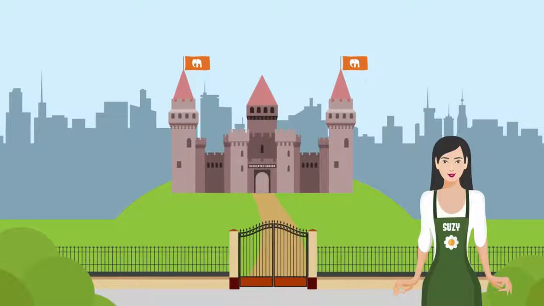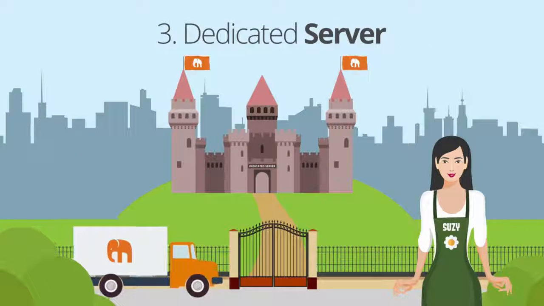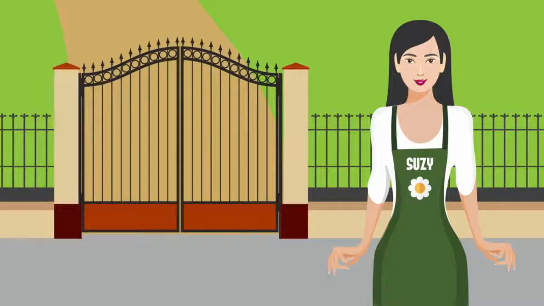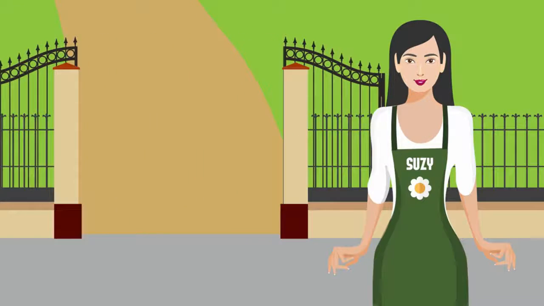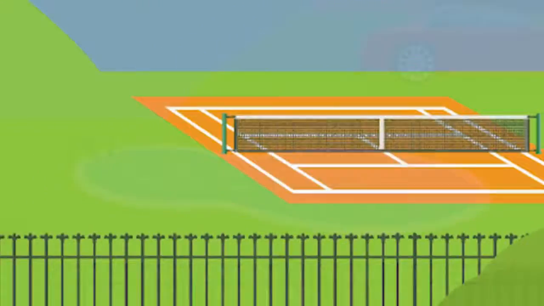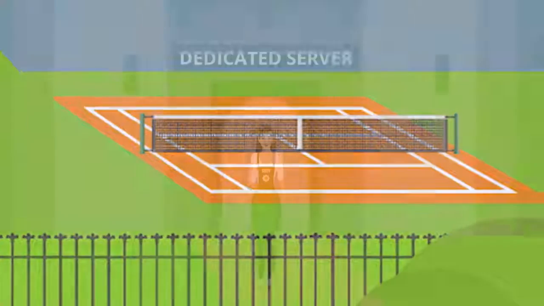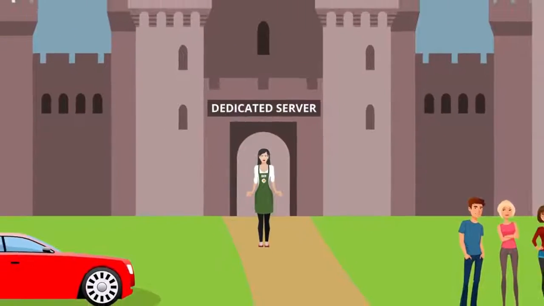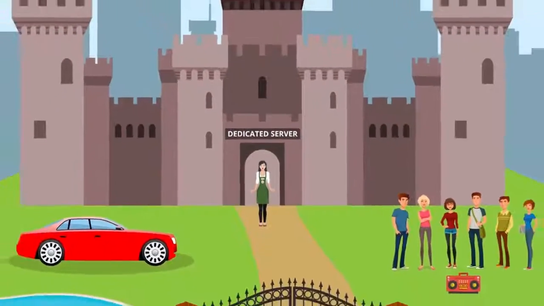The third type of hosting is a dedicated server. This is like being the king of your own castle, and you are in charge. You can paint the walls whatever color you want, build a pool or a tennis court. In hosting terms, this would be like you buying as many computing resources as you can afford to look after.